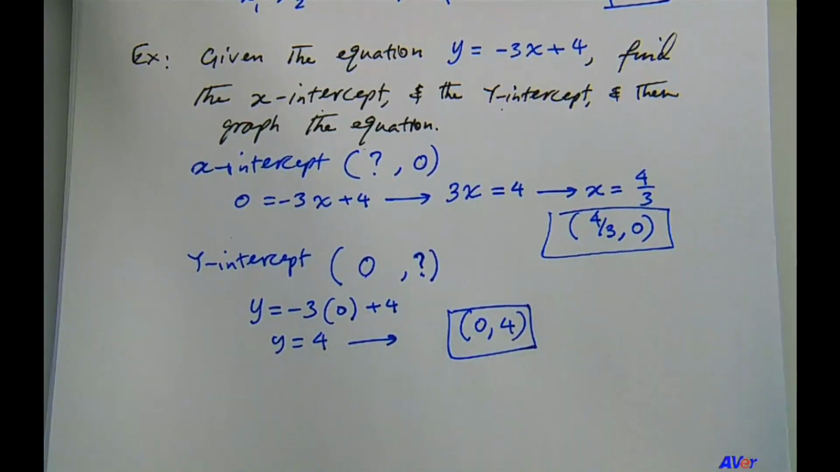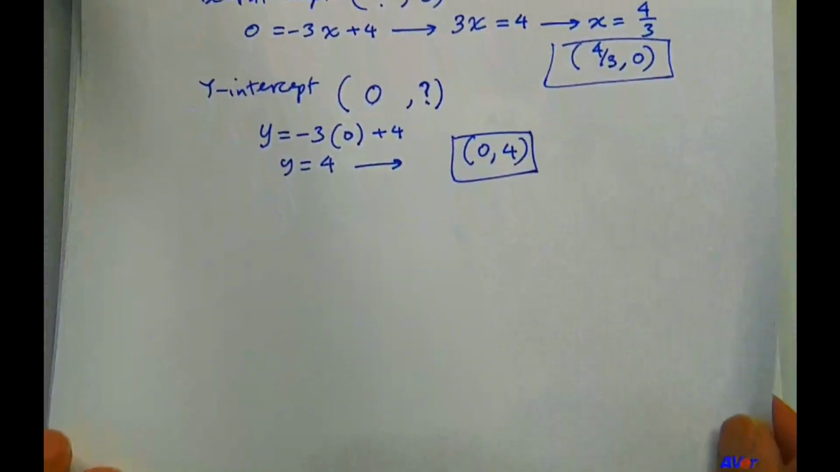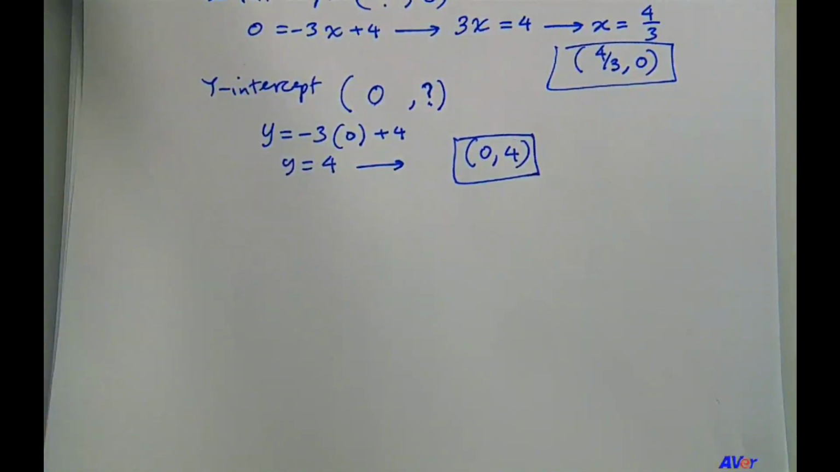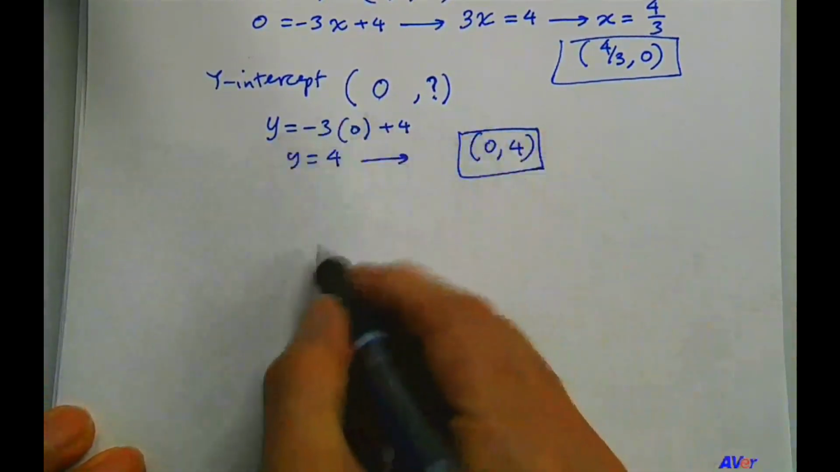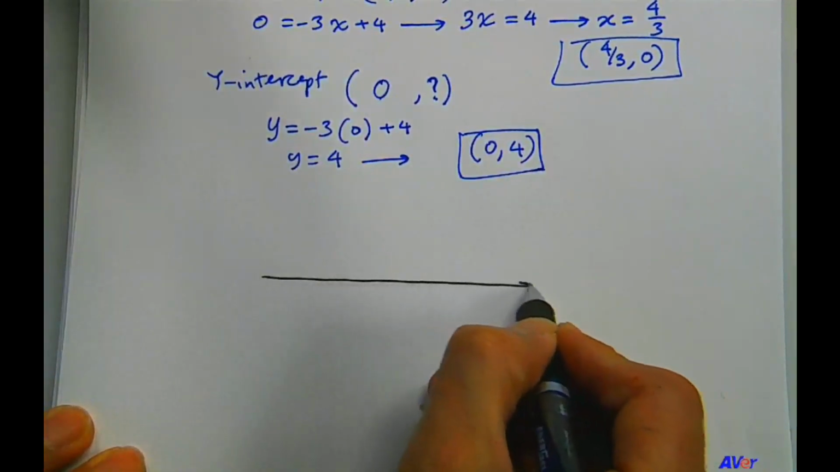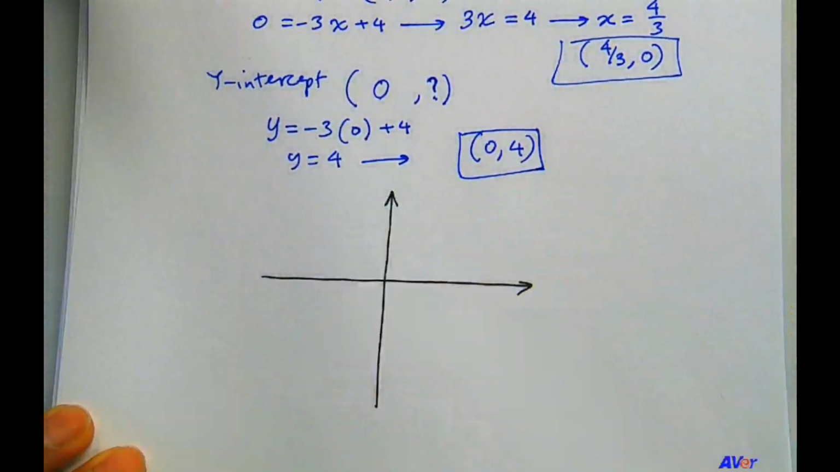Okay, the problem asks us to graph this. Let's do that. You can graph this equation with any 2 points, but it's easiest if you use the intercepts.